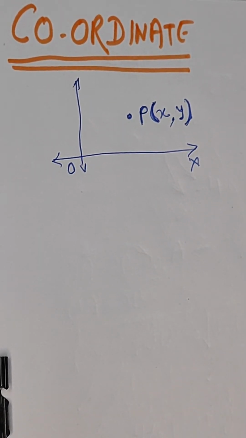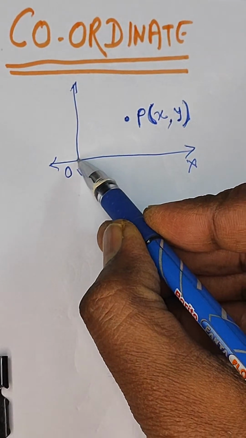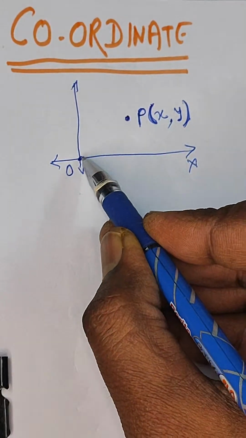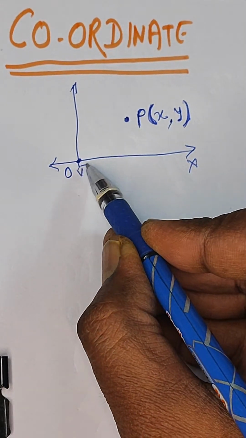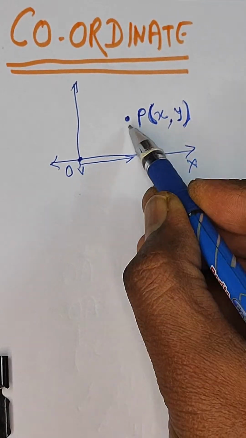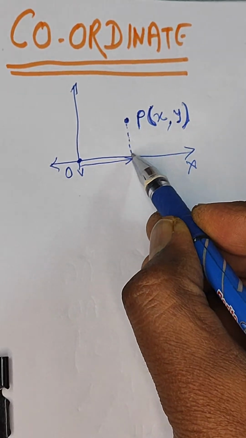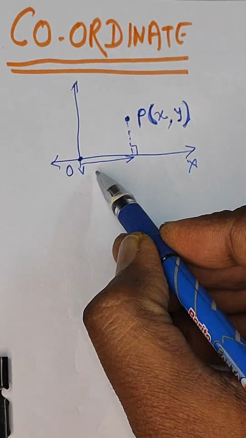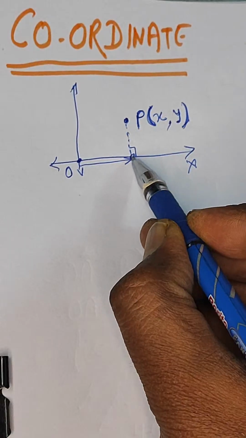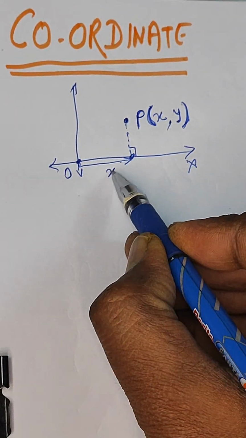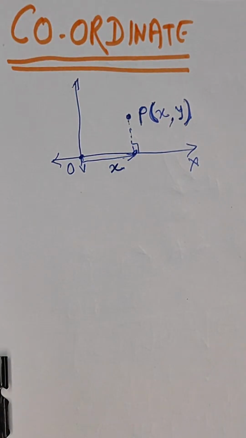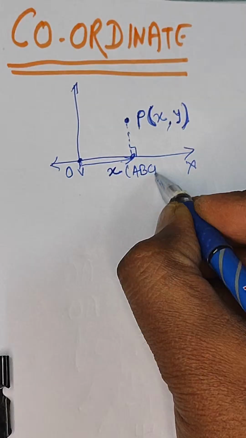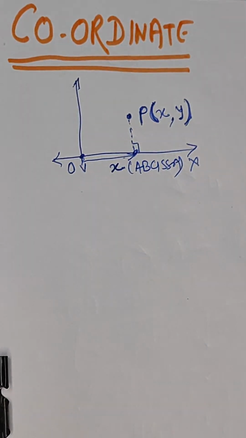What is the meaning of coordinates? That means, from the origin, what is the distance or location of this point when you move towards the x-axis. If you draw the perpendicular line from that point onto the x-axis, this gives you, on the x-axis, the distance from the origin, which is x, and this is known as abscissa, right?